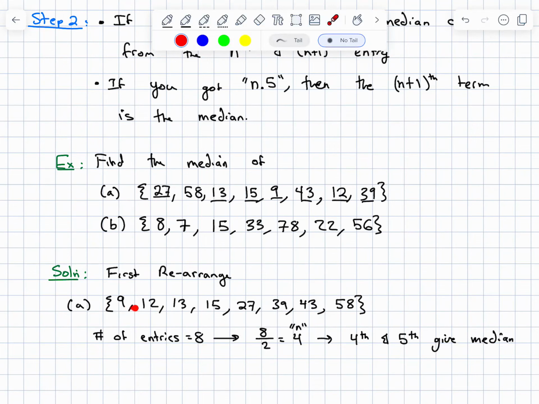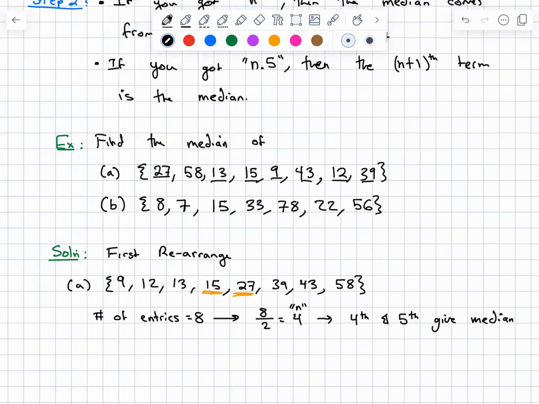So looking at it, 1, 2, 3, 4, and 5. So these two. So the median will equal 15 plus 27 divided by 2. You get 21. 21 is the median of that data set.